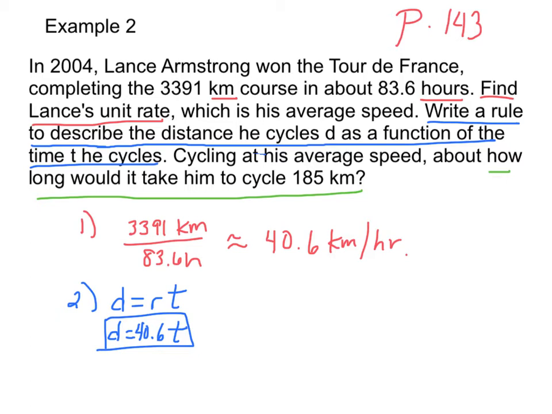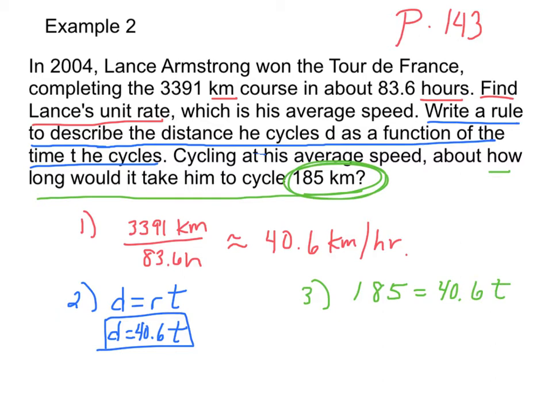So if we look at step 3, use the equation to determine how long it would take him to cycle 185 kilometers. So 185 kilometers represents distance. So we plug that in for D. 185 equals, what's his rate?